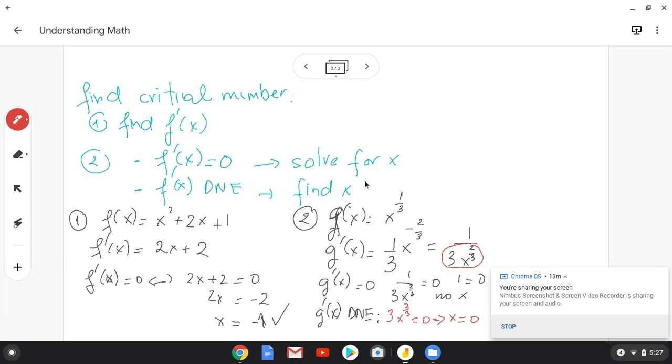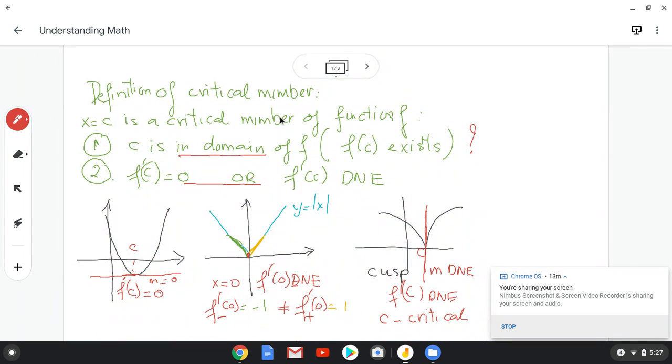So I would like to add, I want to make sure that when you do it this way, both ways, x is in the domain of the function. Right? I would like to add that when you find the critical number. Okay, so that's all I would like to mention about today.